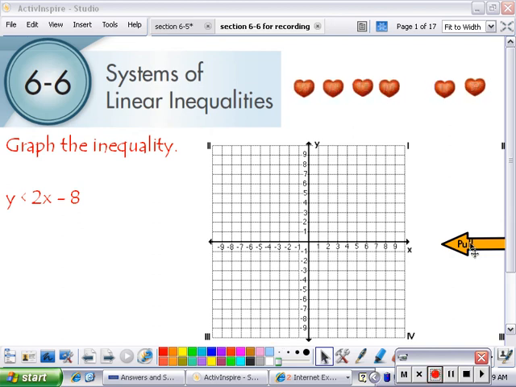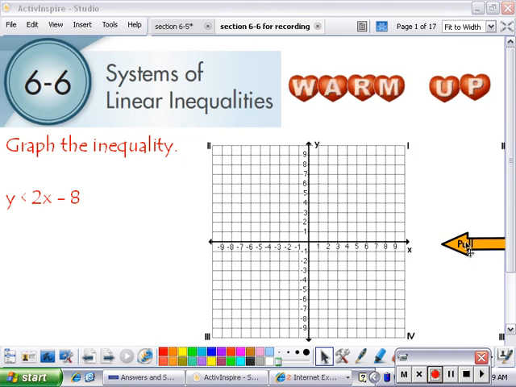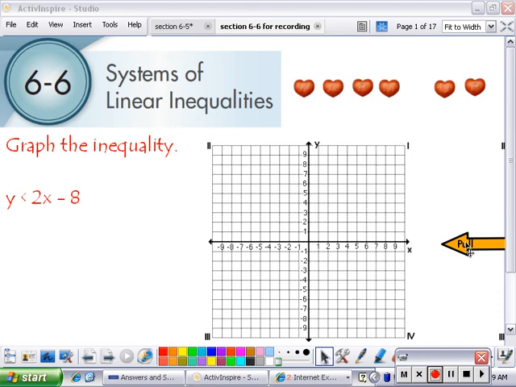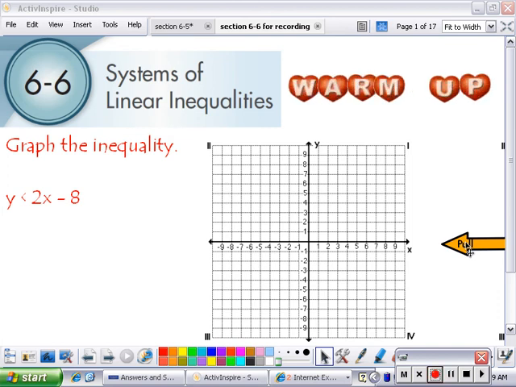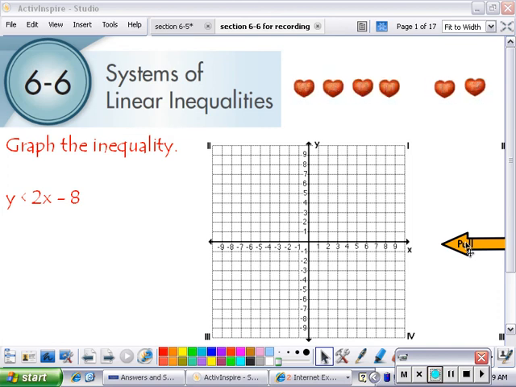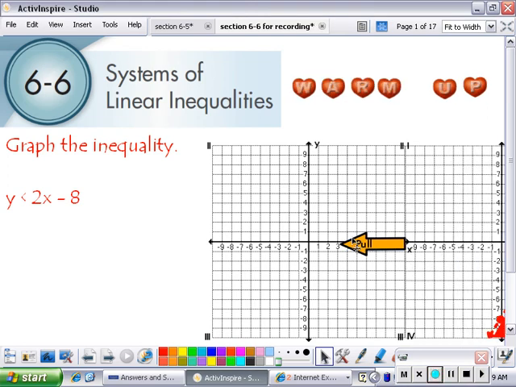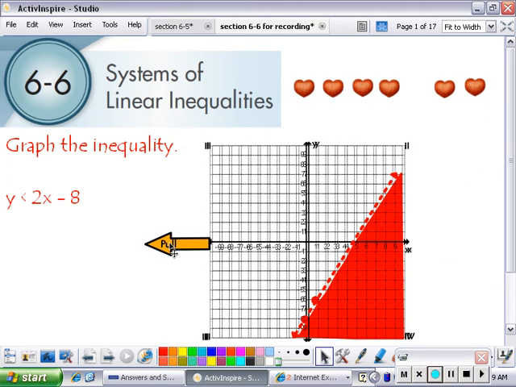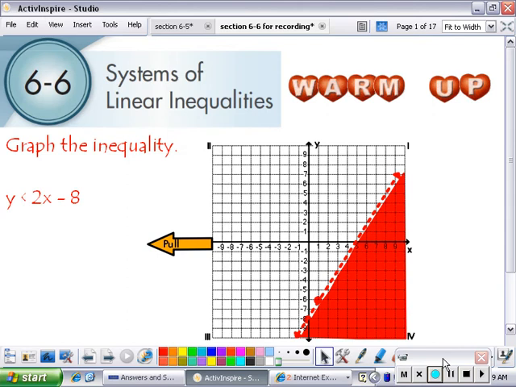Let's see how you did. In this one, it already has the y by itself, so we would go ahead and graph our y-intercept, which is a negative 8. From there, we go up 2 and over 1, and since it's less than, we shade underneath the line. So your graph should look something like this.